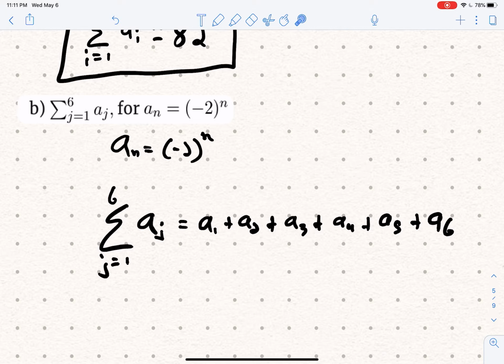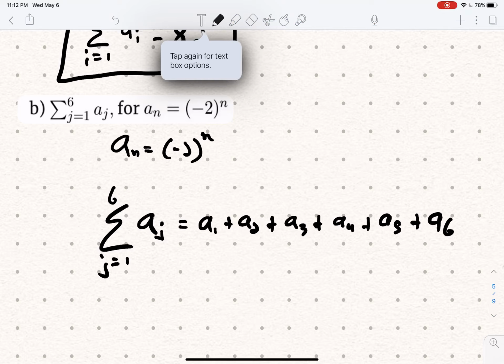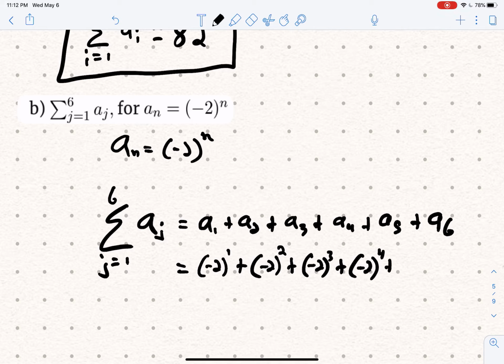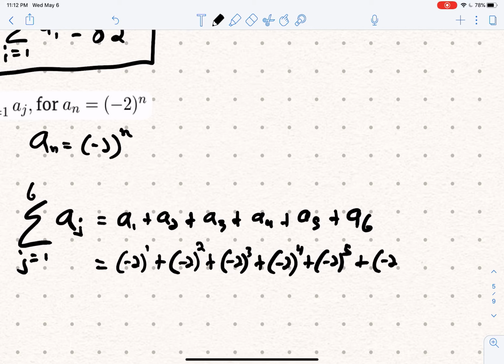For a1, we're going to plug 1 in here, and it's going to be minus 2 to the power 1. So a1 is negative 2 to the 1, plus a2 is negative 2 to the power 2, a3 is negative 2 to the 3, and so on, a4, a5, and a6. Let's go ahead and calculate these out.